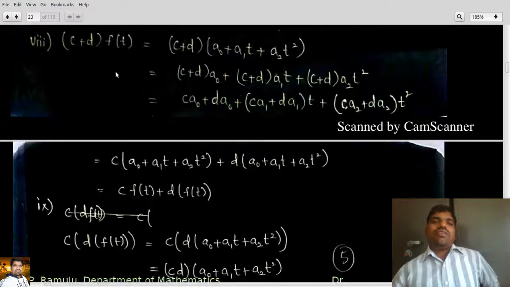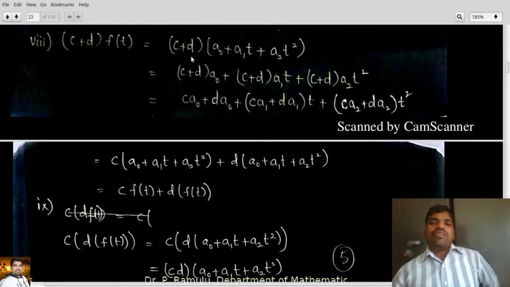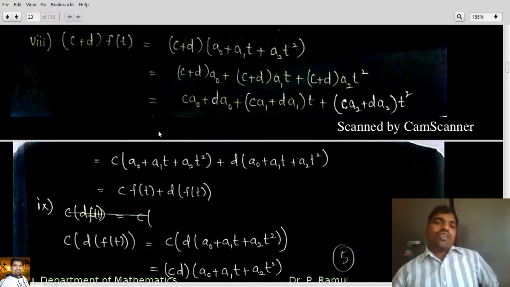Eighth condition: (c + d) f(t). Here (c + d) f(t) is nothing but (c + d) a0 + (c + d) a1 t + (c + d) a2 t². This can be written as c a0 + d a0 + c a1 t + d a1 t + c a2 t² + d a2 t², that is c(a0 + a1 t + a2 t²) plus d(a0 + a1 t + a2 t²). This is nothing but c f(t) plus d f(t).